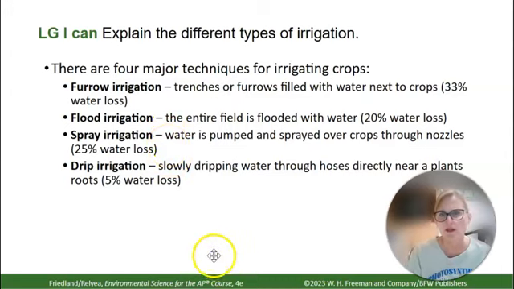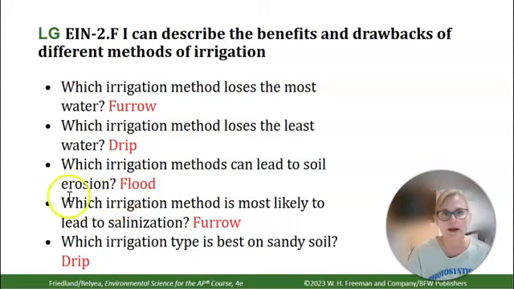Spray irrigation is what we think of as sprinklers. It's what most people have in their landscaping around town. It has less water loss. But the best one in terms of preventing water loss is drip irrigation, slow dripping water through hoses. It is the most expensive though, so that's a drawback with that.